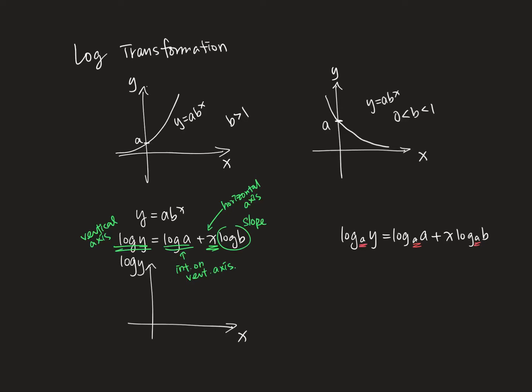In this video, we're going to talk about log transformation. In the previous video, we talked about exponential graphs, okay? So you know that exponential graphs are curves. They either curve upwards or curve downwards, depending on whether the base is greater than 1 or between 0 and 1. But curves are not easy for us to see relationships. So with log, we can turn these curves into a straight line.